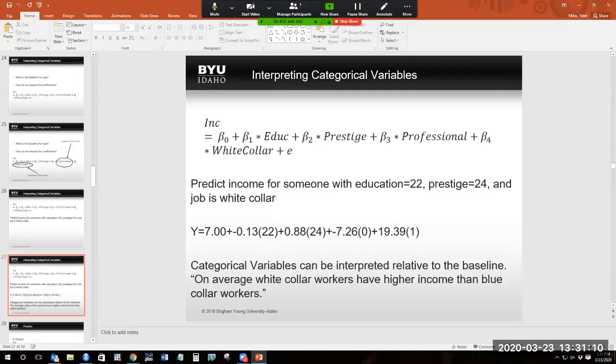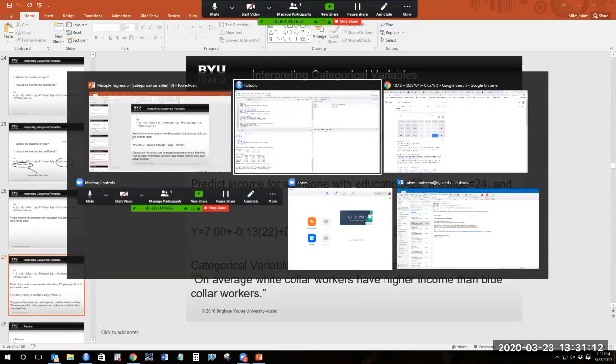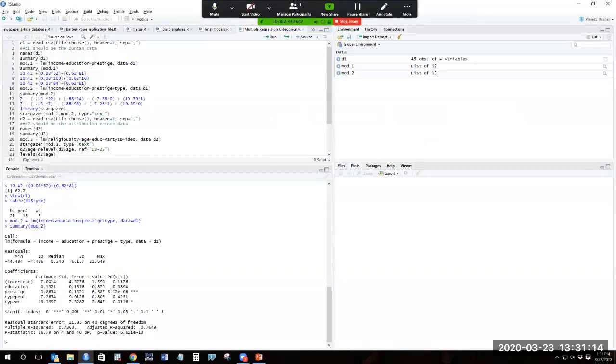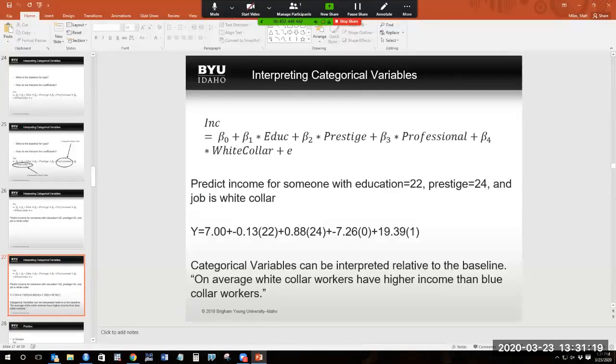So here's the way I would make that prediction. Again, I get all my values from here. Here's all my estimates that I'm putting in this equation, right? Okay. So here's my intercept, plus negative 0.13 times 22, that's education, right? Plus 0.88 times 24, that's prestige, plus, now it's not a professional. This is the estimated slope for professional.